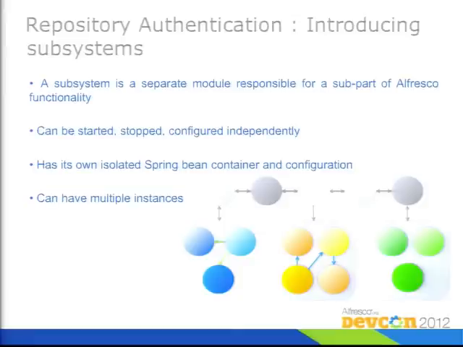Subsystems are also somewhat isolated from Alfresco code, so they are natively supported even if you upgrade. There is no need to change your custom code or reconfigure. All you have to do is upgrade your application, and all your customizations or subsystems will keep working.